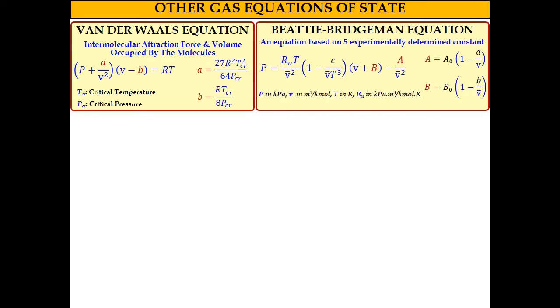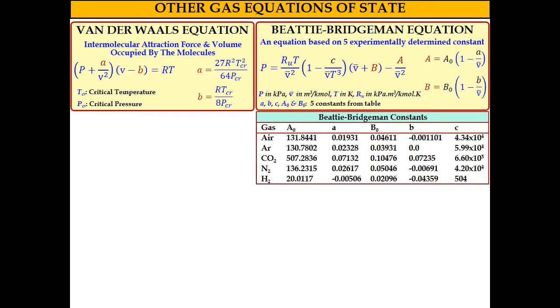Okay, so the pressure P is in kilopascal, v bar is the specific volume, but now in cubic meter per kilomole, T in Kelvin, and Ru in kilopascal cubic meter per kilomole Kelvin. A, B, c, A naught and also B naught refer to the 5 experimentally determined constants, which we can determine from the table for the Beattie-Bridgeman equation.